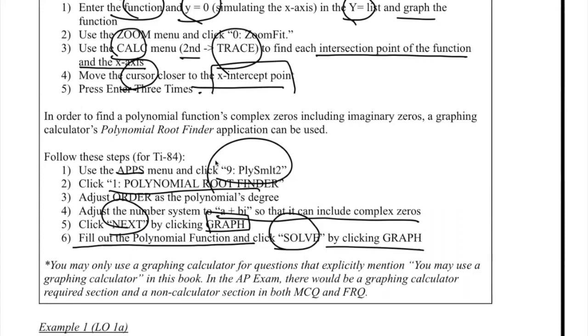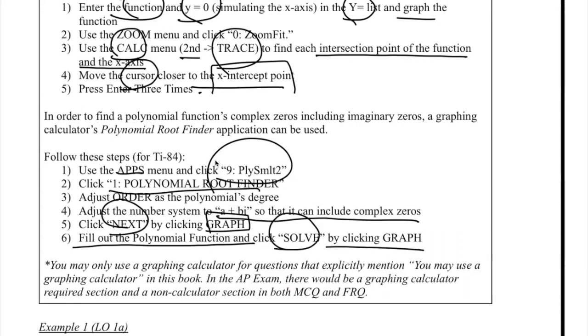I wanted to emphasize though that you may only use a graphing calculator for questions that explicitly mention you may use a graphing calculator in this textbook. In the AP exam, there would be a graphing calculator required section and a non-calculator section in both MCQ and FRQ. So for a graphing calculator required section, I believe that it is useful to know these two methods of polynomial root finder as well as locating the x-intercept, because it does save you a lot of time.